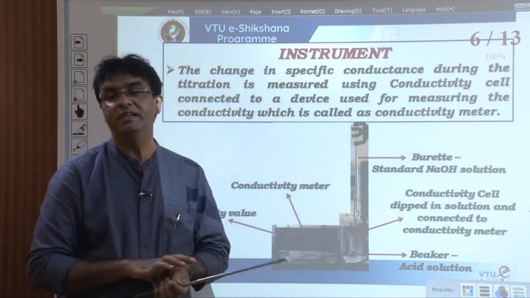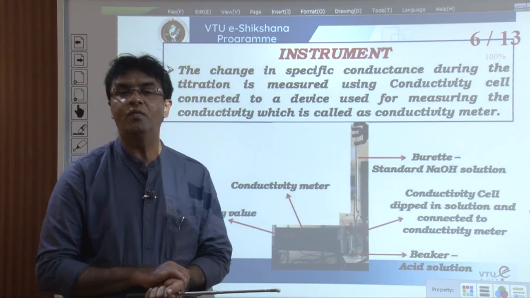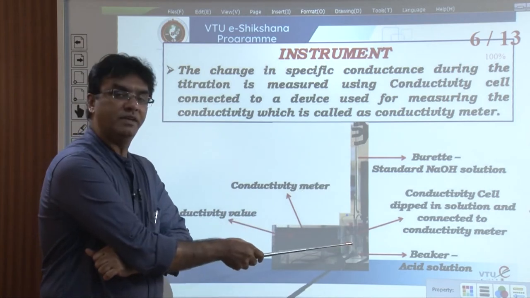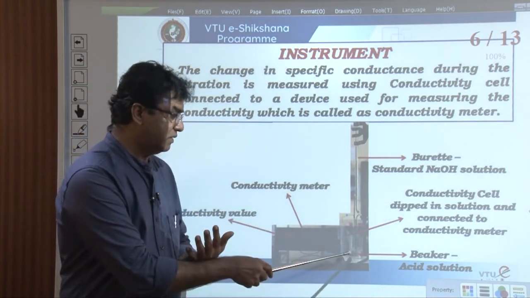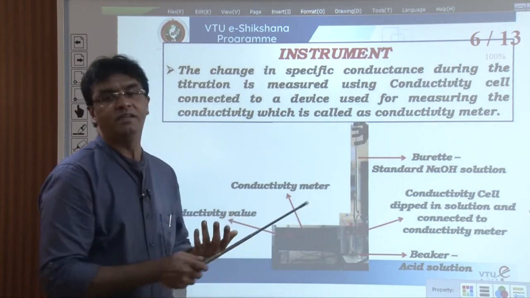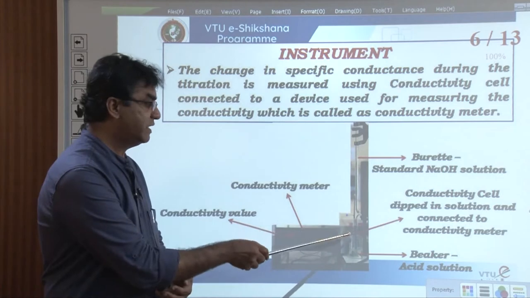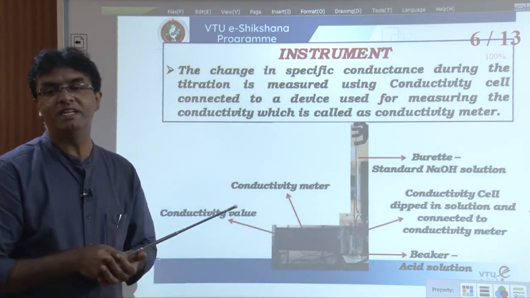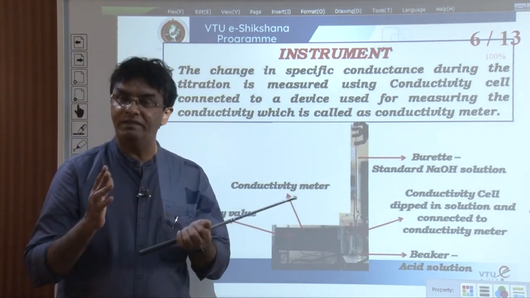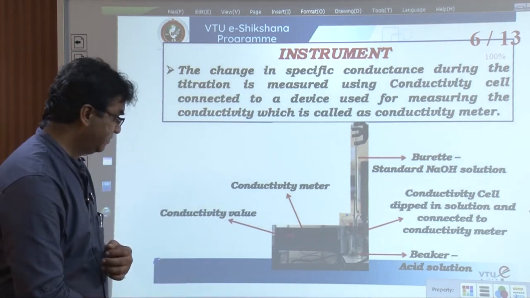So this is how the conductivity cell works in general while carrying out conductometric titration. When you keep on adding the solution from the burette into the beaker, some of the ions present in the beaker solution, having their own conductivity, will be replaced by other ions having different conductivity, thereby the specific conductance will keep on changing, and the change in specific conductance is shown in the conductivity meter in digital form. So this is how a conductivity cell or the conductivity meter overall works while carrying out conductometric titrations.